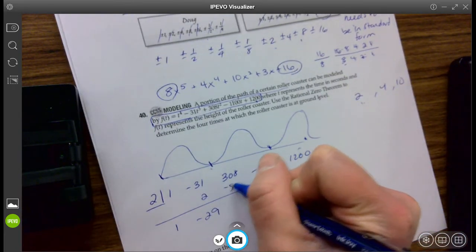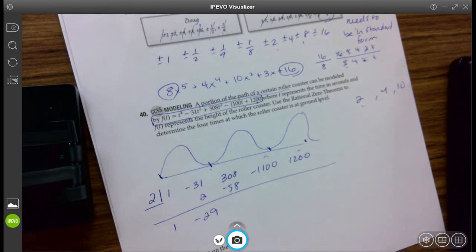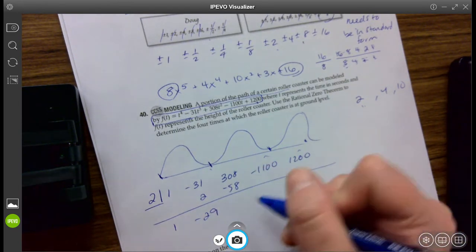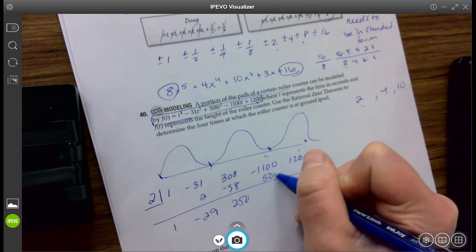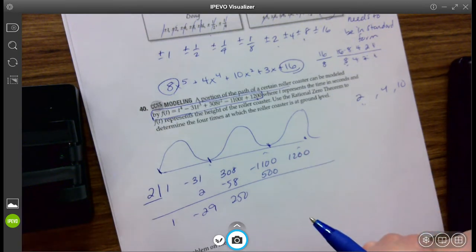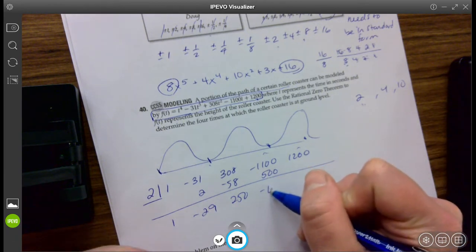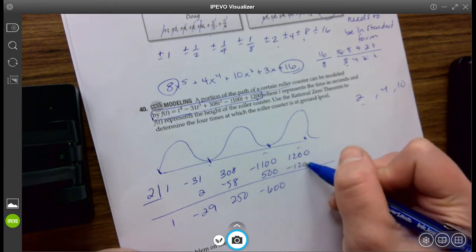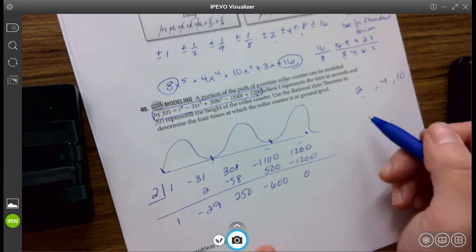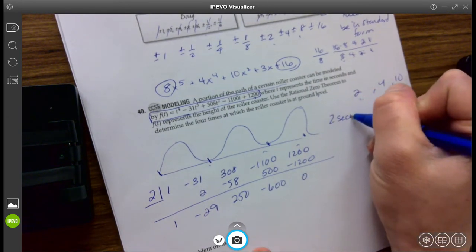Sorry, negative 58. 308 minus 58, we're going to get 250. When you double 250, you get 500. When you add that to the negative 1100, you're going to get negative 600. When you multiply that, it's going to be negative, and you're going to get 0. So at 2 seconds, we hit the ground.